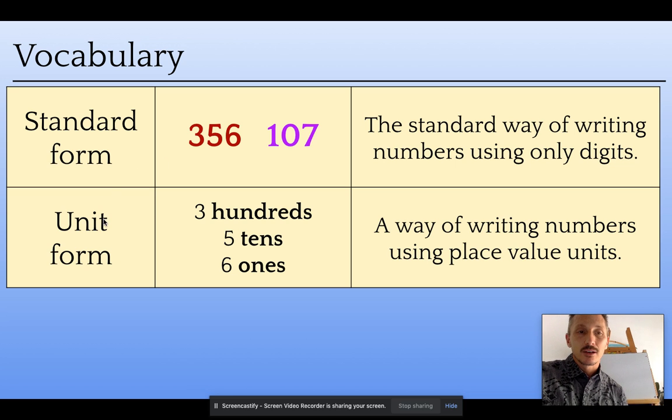The next very important vocabulary word is unit form, and that's what we're going to focus on in this lesson today. So unit form is a way of writing numbers using place value units. Okay, so the unit is either the hundreds, the tens, or the ones. So here we have 3 hundreds, 5 tens, and 6 ones. So that would be that number, 356.